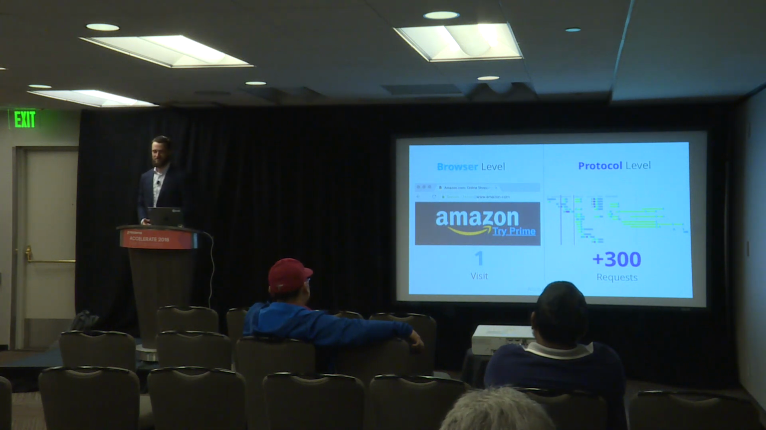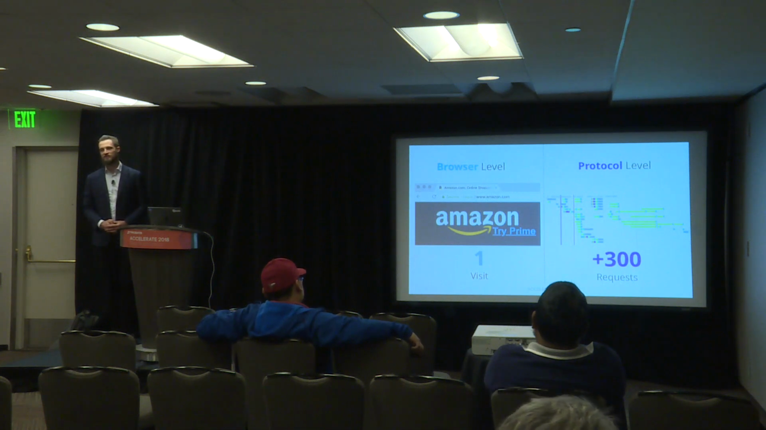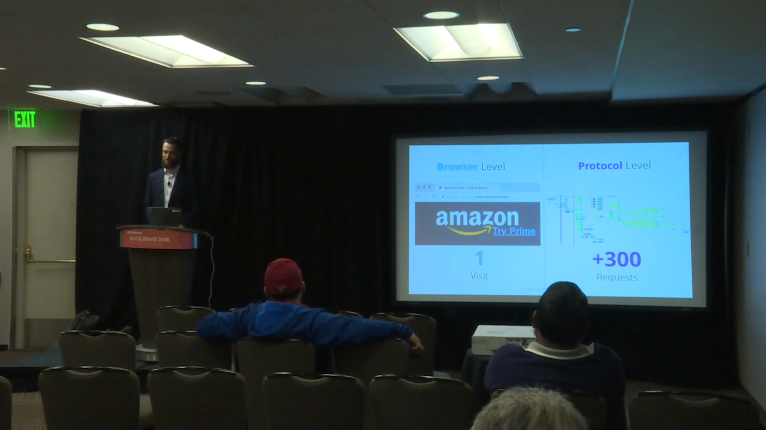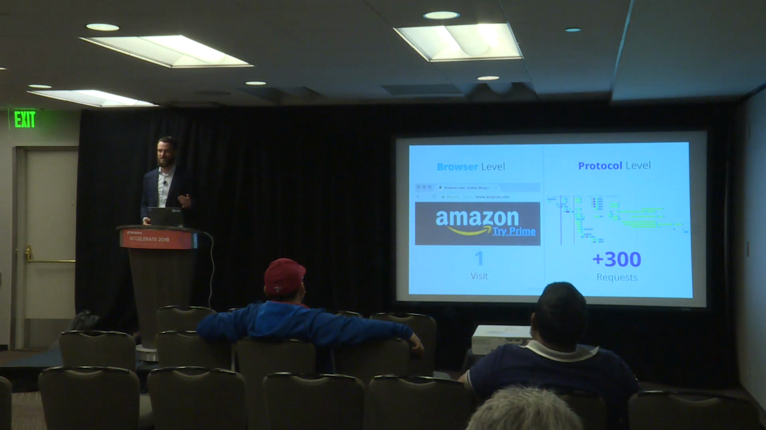So one visit to Amazon.com makes over 300 network requests. If you're going to simulate this at the protocol level, this becomes really, really tedious, especially considering that those 300 requests are likely to multiple different servers.